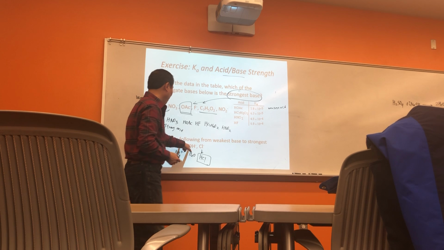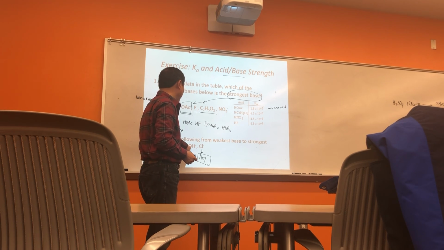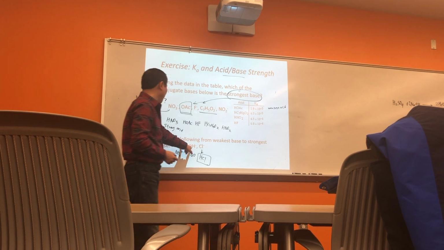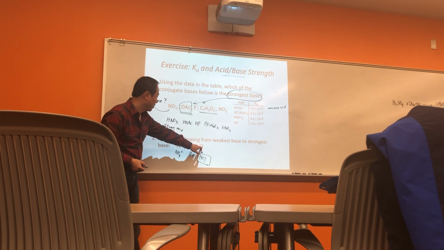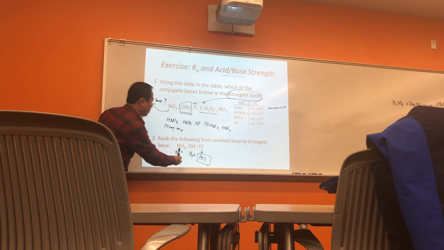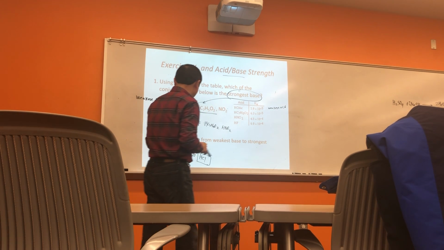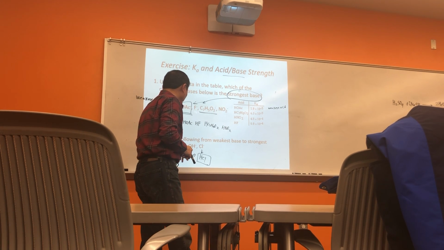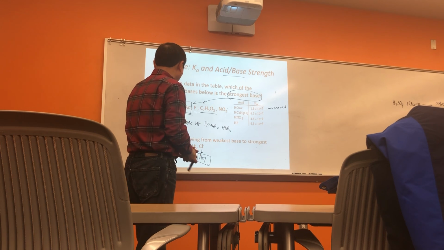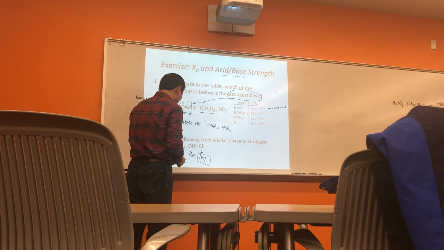Then between the two, which one is the strongest base? So this will be the weakest. So which one is stronger between the two? This guy? OH? Oh, this guy? Yeah. Why? Because OH is a strong base.